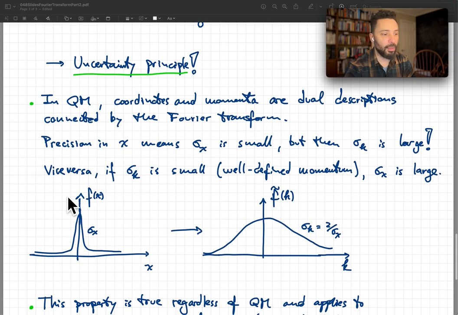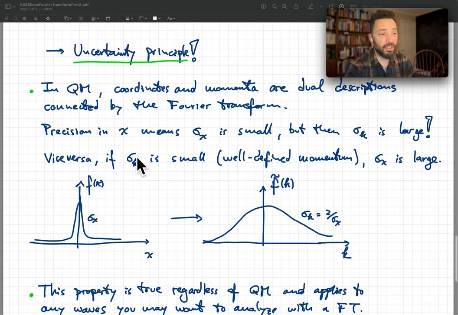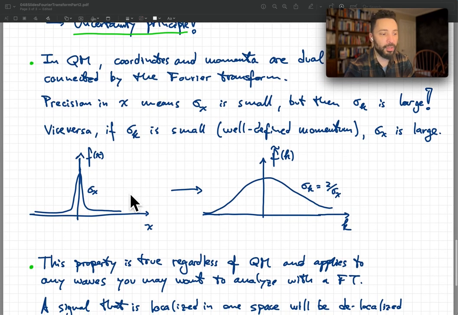And so if you have good knowledge of where the system is in x, then when you go to k space, you have no knowledge of what the momentum is. Again, this is simply a reflection of the uncertainty principle. And vice versa, if sigma k is small, if we have good knowledge of the momentum of the system, a well-defined momentum, then sigma x, on the other hand, will be large. So if we have well-defined momentum, we don't know where the particle is.